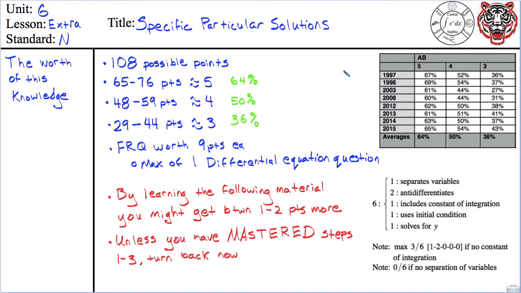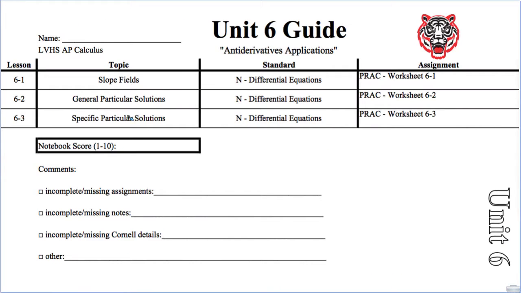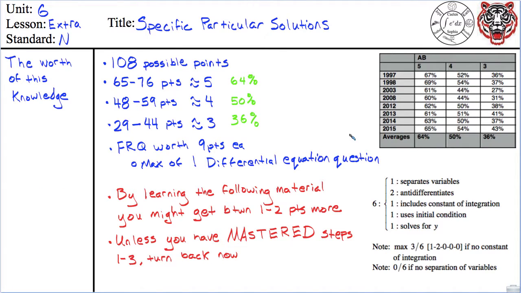This is AP Calculus, Unit 6, and there is no really lesson number because this is an extra lesson. While it does seem to fit the unit guide for 6-3, I do not want to make this a formal lesson. You are here because you are the overachiever, because you want to learn extra stuff that the rest of the class is not learning.